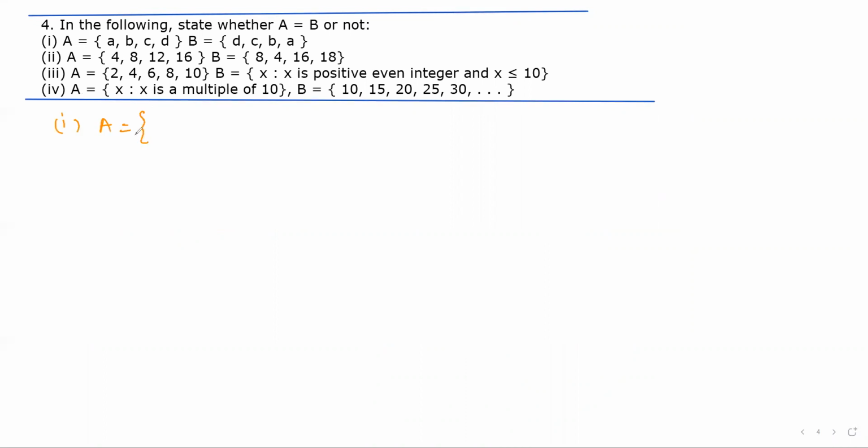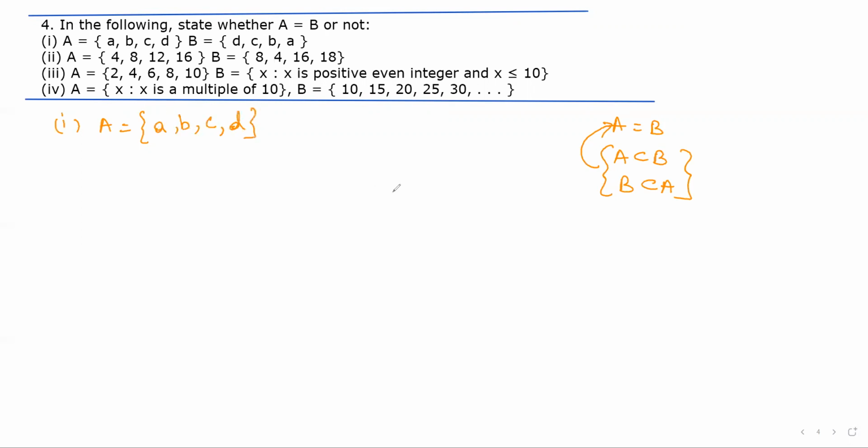That means every element of A should be present in B, and every element of B should be present in A. In terms of sets, we say that A is equal to B if A is a subset of B and B is a subset of A. If both these conditions are satisfied, only then can we say that A is equal to B or vice versa. So let's see A, B, C, D.